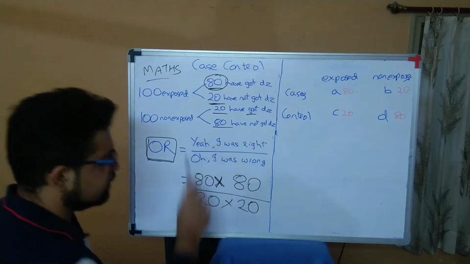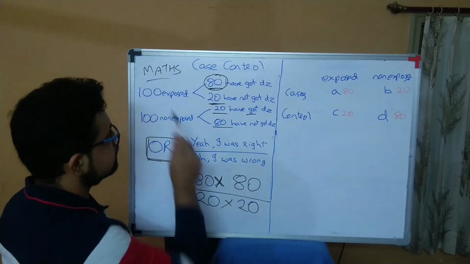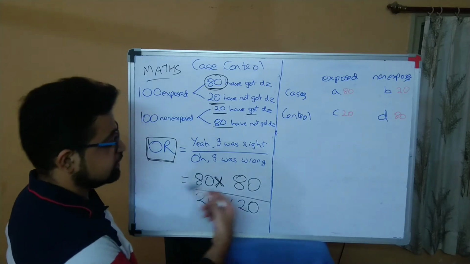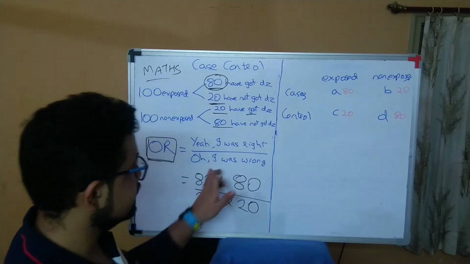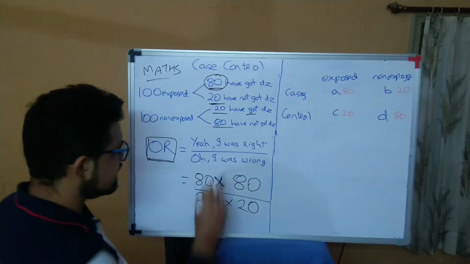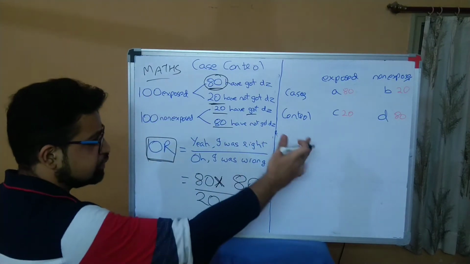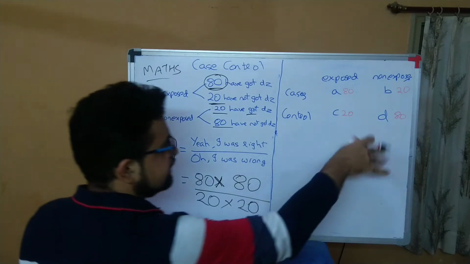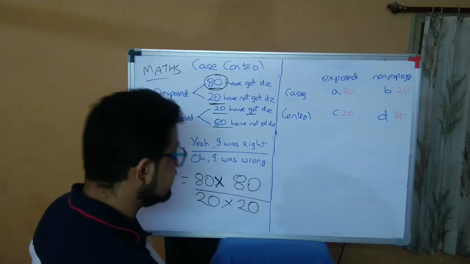80 were exposed, 80 got the disease; 80 were non-exposed, they didn't get the disease; 20 were exposed, still they did not get the disease; 20 were non-exposed, still they have got the disease. Okay, so this is the ratio. This is the odds ratio. What are the odds? Remember this line. You'll never get confused, because right now you might easily understand with this table, but at the end, in the exam question, there are 3 different conditions, right?